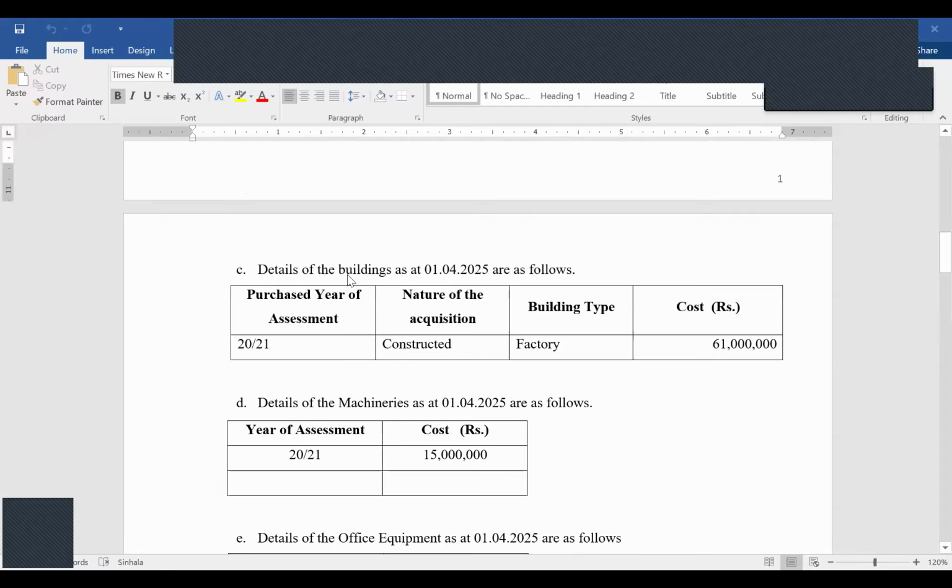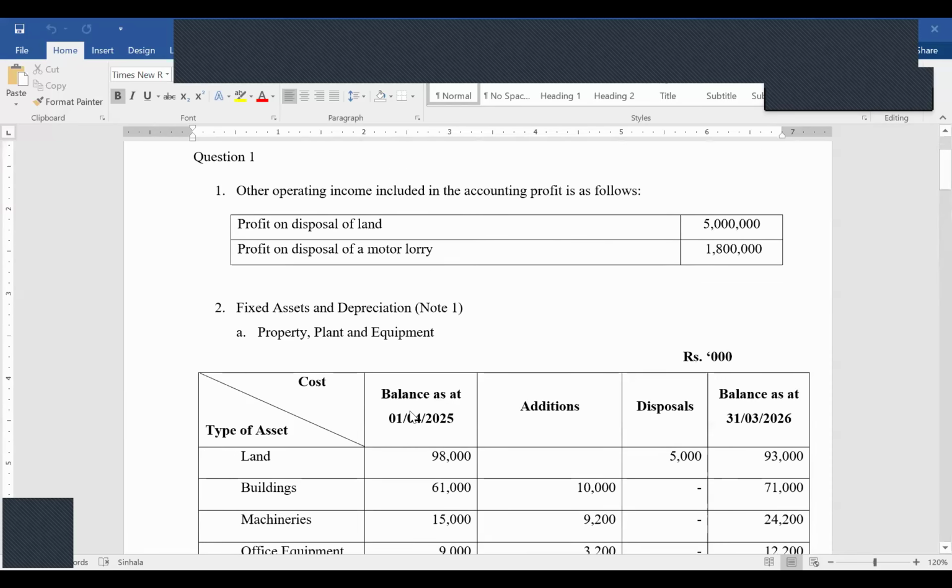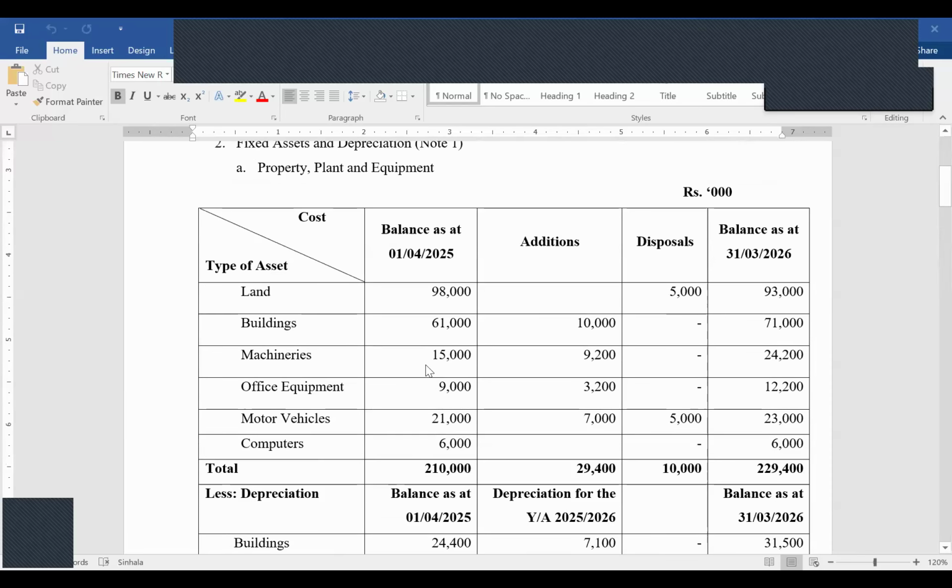The balance of buildings is also there. The value of the building is there. So these are the details of the buildings as at 25/4/1. That means this is for the opening part. So read very carefully. In the previous one, I gave you the total description breakup of the assets. But in this question, I have given you the breakup only for the opening balance. So if it is for the opening balance, you have to consider the additions for granting capital allowances. So keep it in your mind.